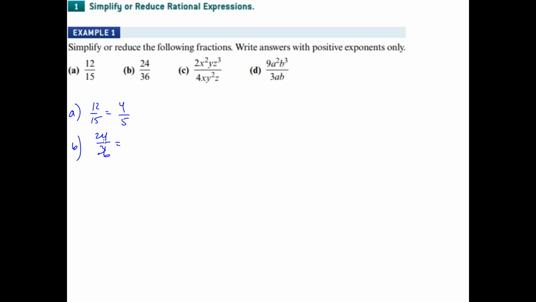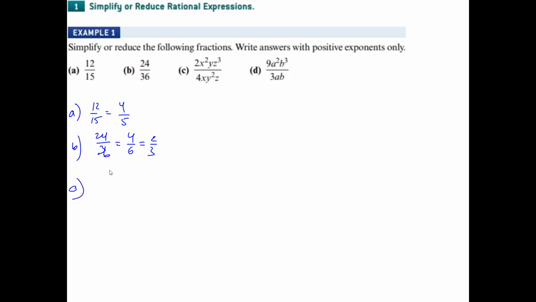So B, 24 over 36. Well, if I take 6, right, what I have is 4 over 6. What else can I take? 2, 2 over 3. So in general, 12, right? So it's okay if you don't see it right away. Nobody will die because of that, right? It just will take you a step or 2 steps extra, right?